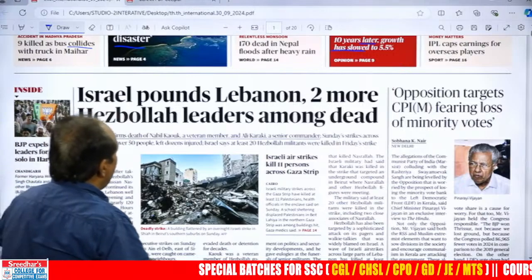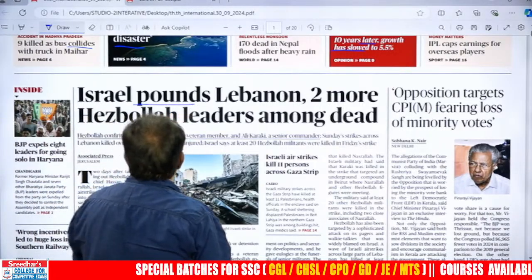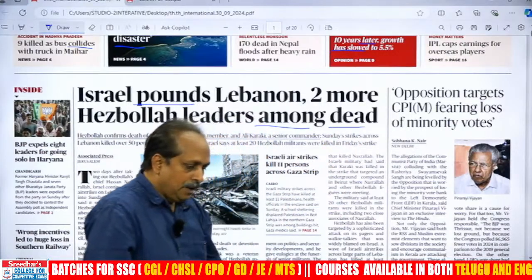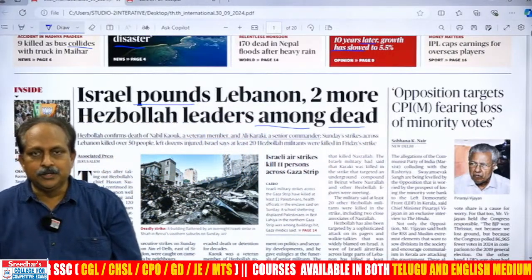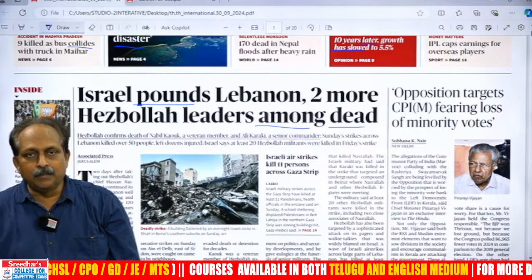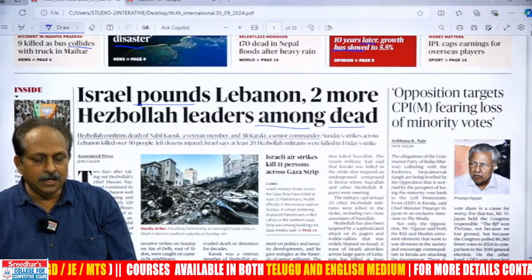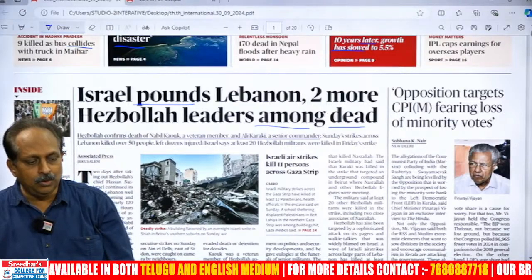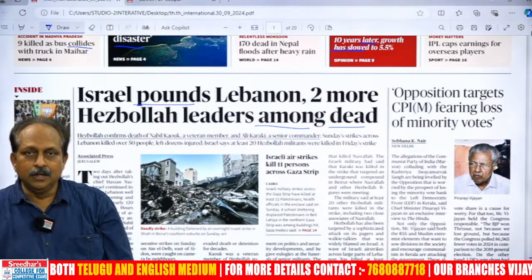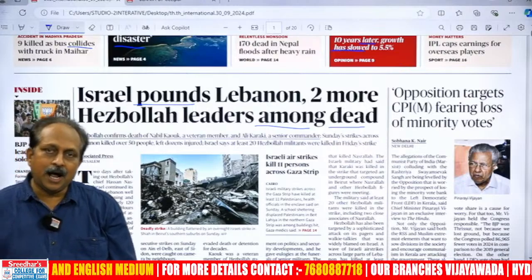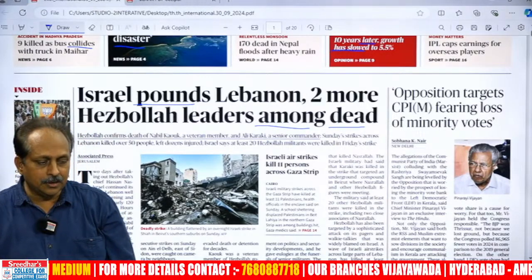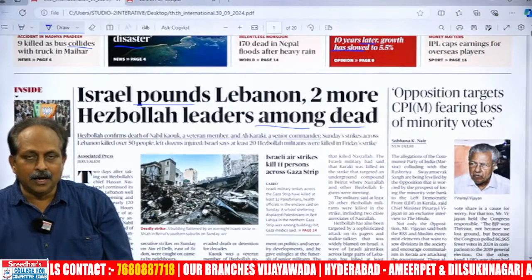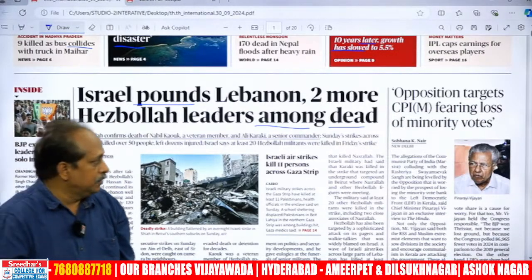What are the words you can focus on? One, pounds. Another, among dead. I have already given. Pound usually means to crush something, to make something powder. But here it means to hit repeatedly. Hit repeatedly, we use the word pound. Pounded by Israeli aircraft means attacked repeatedly by Israeli aircraft, not aircrafts, aircraft. And pounding, that is the literal meaning, to crush something.